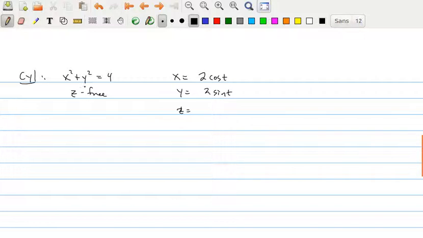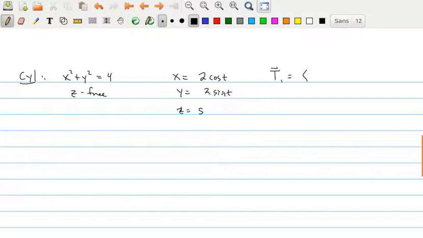Now, z is independent of x and y. So it's free, so it gets a parameter, but it gets the other parameter. It doesn't get t, it gets the independent parameter s. So we've got our parameterization. Let's look at our two tangent vectors. It doesn't matter which of these you take as the first, partial with respect to t or partial with respect to s. I'll do the t's first.